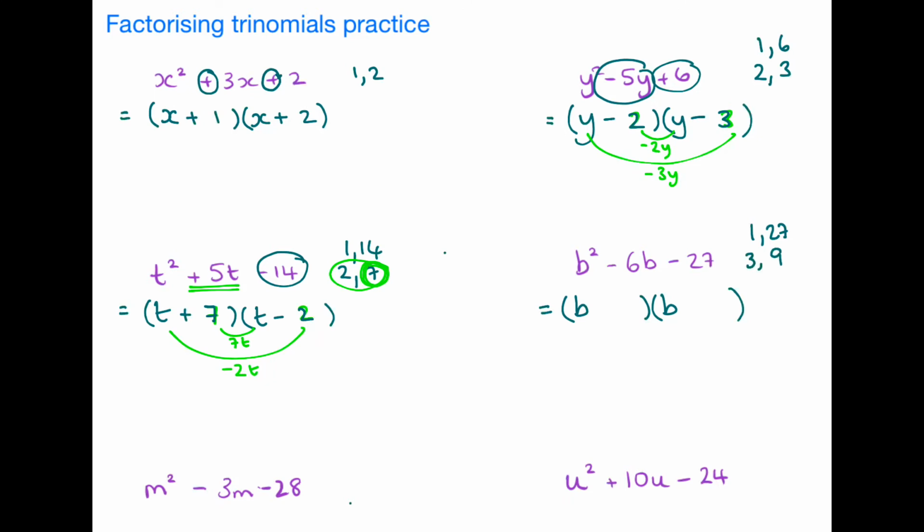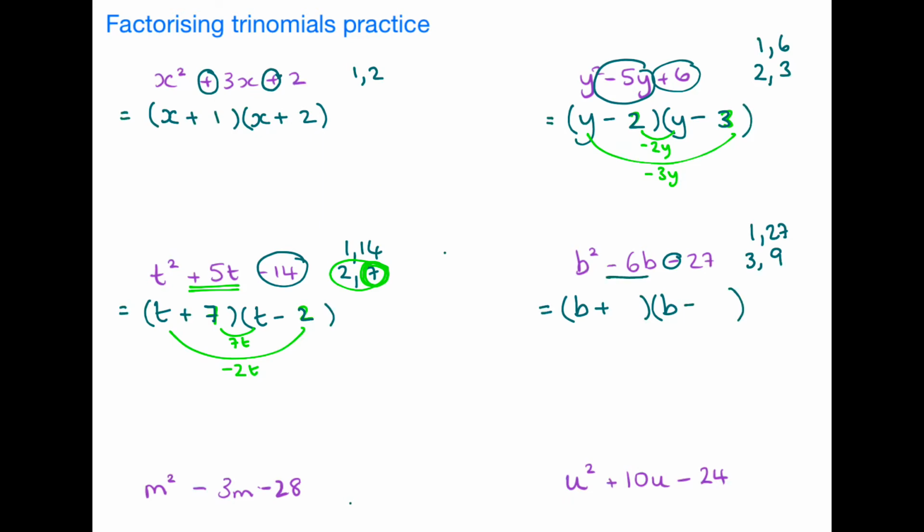4, 5, 6, 7 and 8 don't go into 27, so that's it, there's just 2 pairs there. We look at the sign of the third term, and that tells us that the signs in the brackets are going to be different. We've got 1 plus and 1 minus. Okay, so when we slot these numbers in, let's have a look.